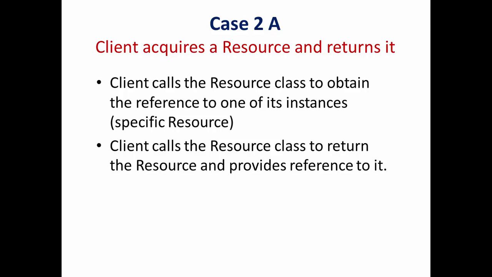So the first thing is the client calls some method, or they kind of know what's going to happen here from our earlier discussion. They call the resource class and say, well, I would like to have a reference to a resource, and then it calls some other method and says, here I'm returning the resource. And obviously, we manage these resources by comparing references, because we never lose a reference to the resource which was given to any client.